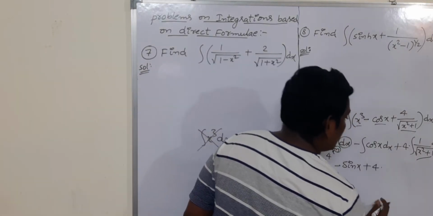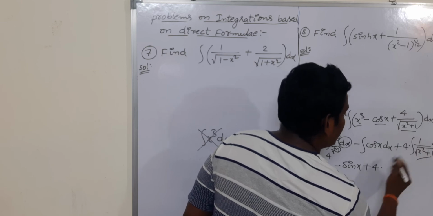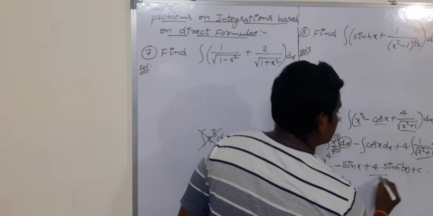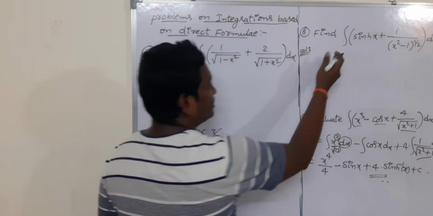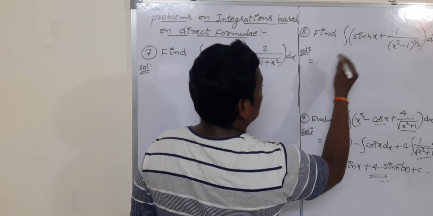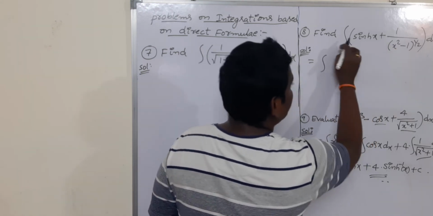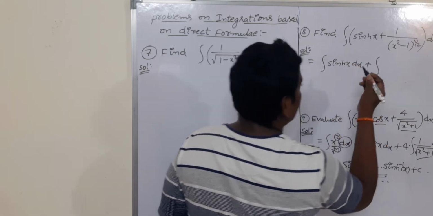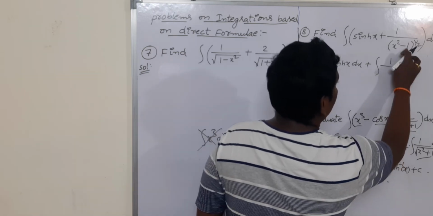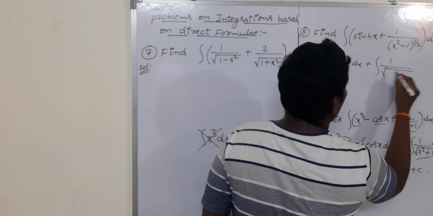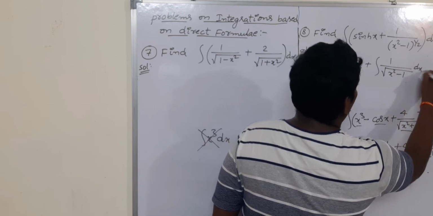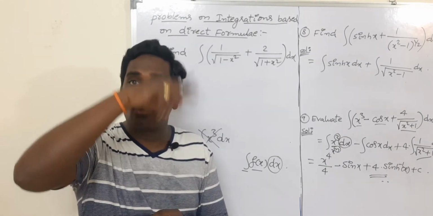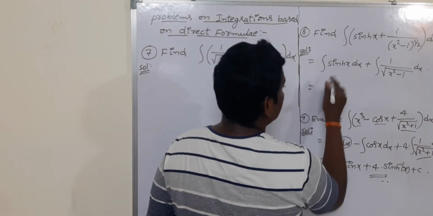Plus 4 into, what is the integral of 1 by root over x square plus 1? Sin h inverse of x plus c. This is the integration. Come to this one. Directly separate the terms. We have only two parts inside the integration. So integral sin hx dx plus integral 1 by (x square minus 1) whole power 1 by 2, which can be written as root over x square minus 1, because everybody knows that whole power 1 by 2 represents root over.